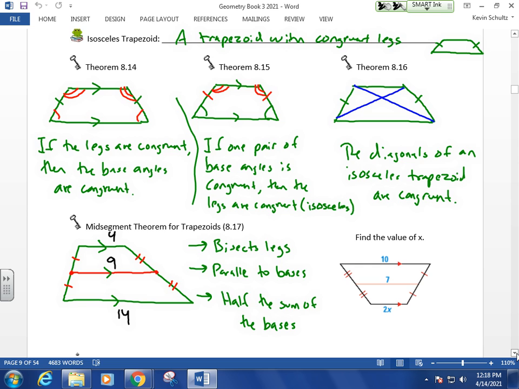Okay. So then the practice one over here says find the value of x. Here we're given the value of the midsegment, right? So we know that 7 is going to have to equal half the sum of the bases. You can write that a couple different ways. You can either do half and then the sum of the bases, which is 10 plus 2x, and solve for x that way. Or you could do 7 equals the sum of the bases as the numerator of a fraction, showing that you're dividing by 2, because multiplying by 1/2 and dividing by 2 is the same thing.